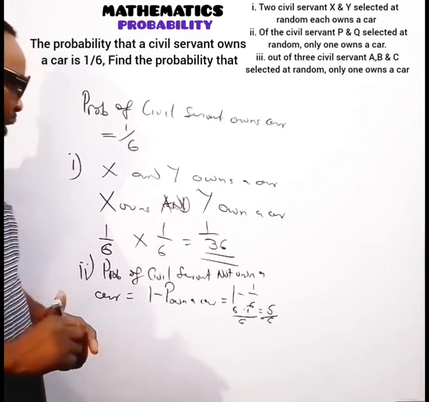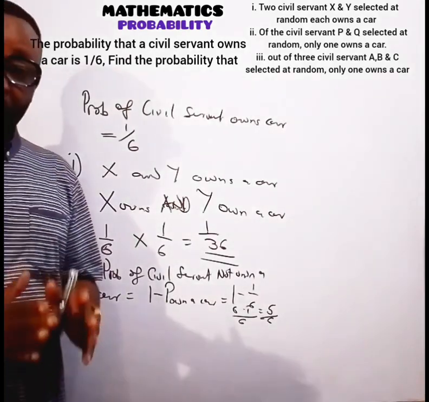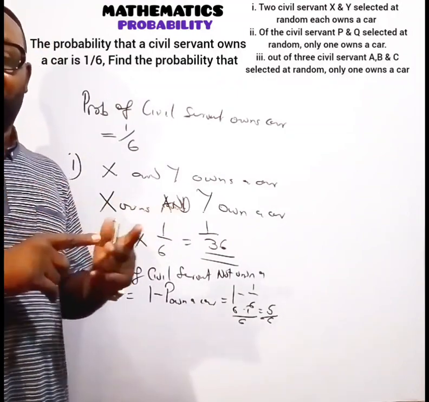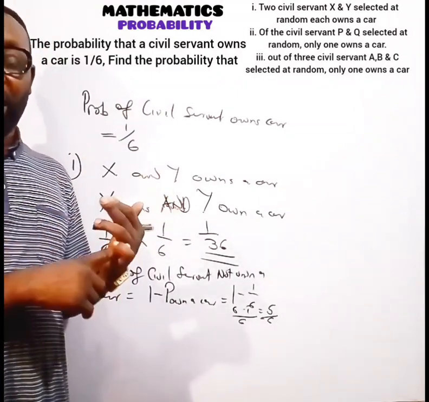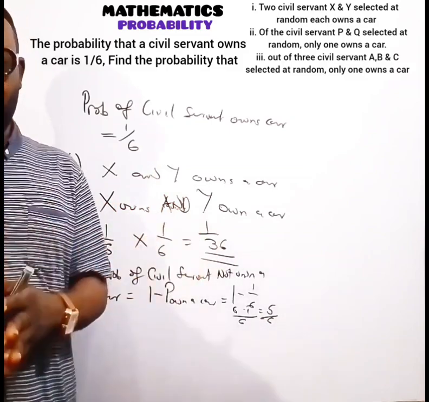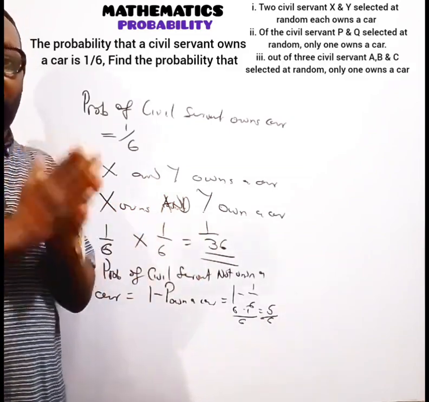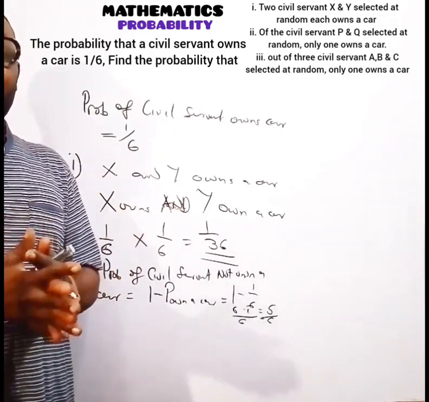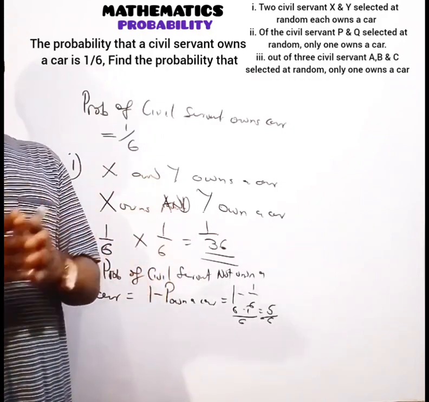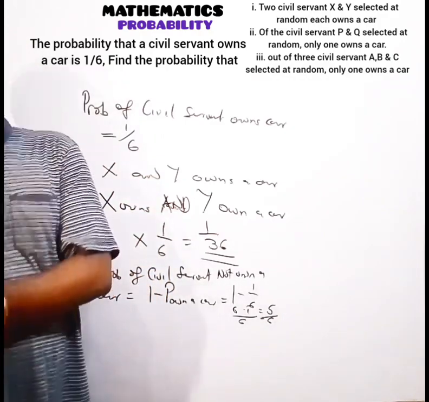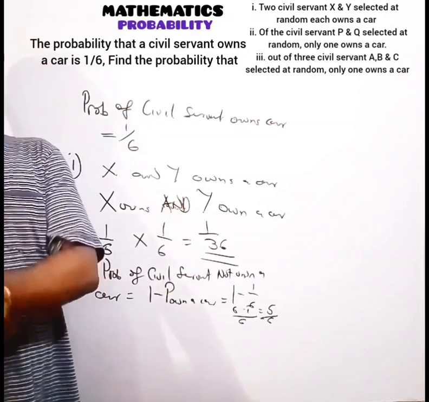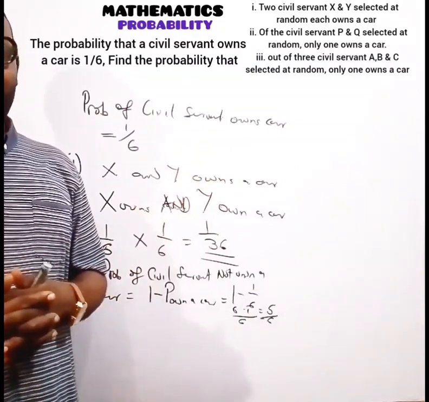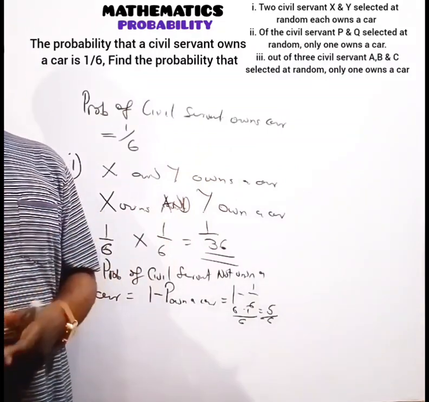But from the second part of the question given to us here, it says that of the 2 civil servants selected at random, the 2 civil servants are given the symbols P and Q. Only one owns a car. We do not know the particular one that owns a car between the 2 of them. So it means that either P owns a car, Q does not own, or Q owns a car, P does not own a car. We are not told the particular one of them that does not own a car. So we need to work out the probability now.